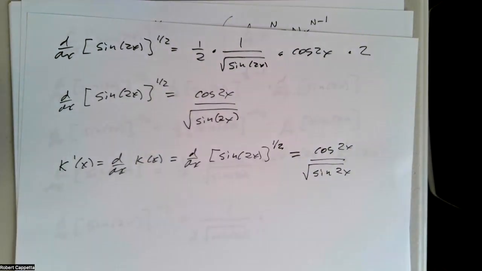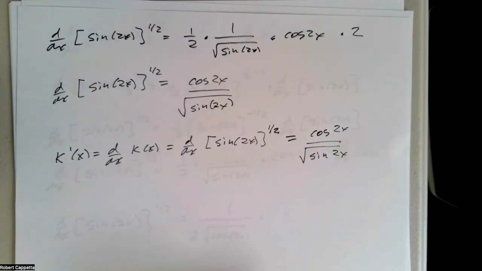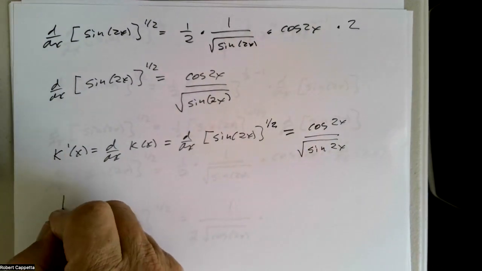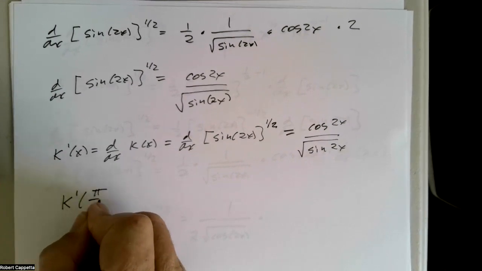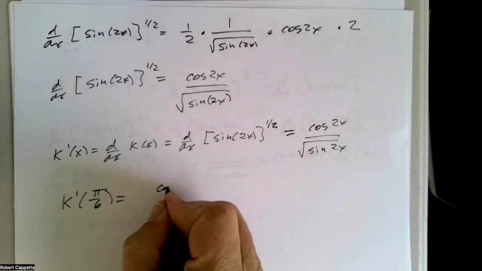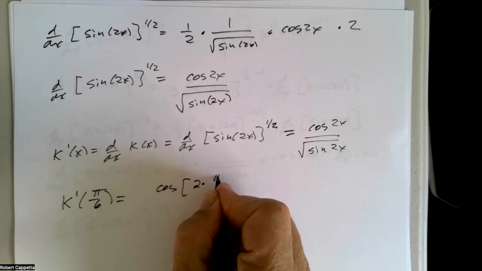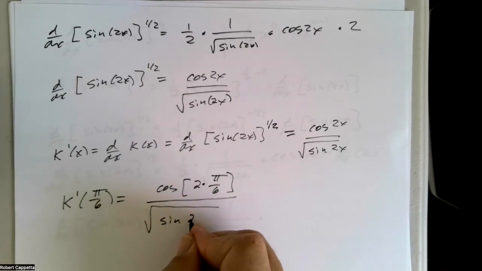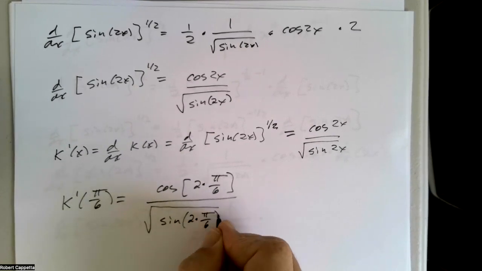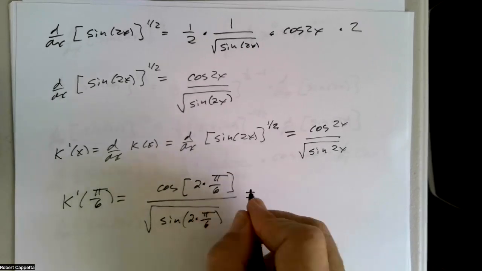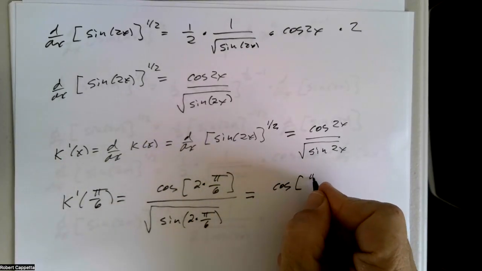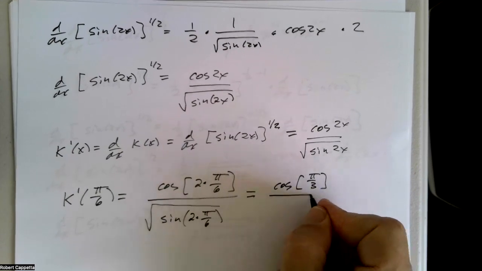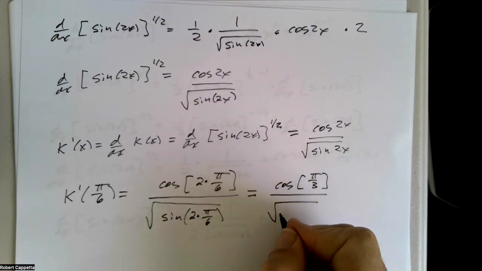And this whole thing started with us approximating what? It started with us approximating k prime of pi over 6. So what would k prime of pi over 6 be? It would be cosine of 2 times pi over 6 divided by the square root of sine of 2 times pi over 6, which gives me what? 2 times pi over 6 is pi over 3. Cosine of pi over 3 divided by the square root of the sine of pi over 3.